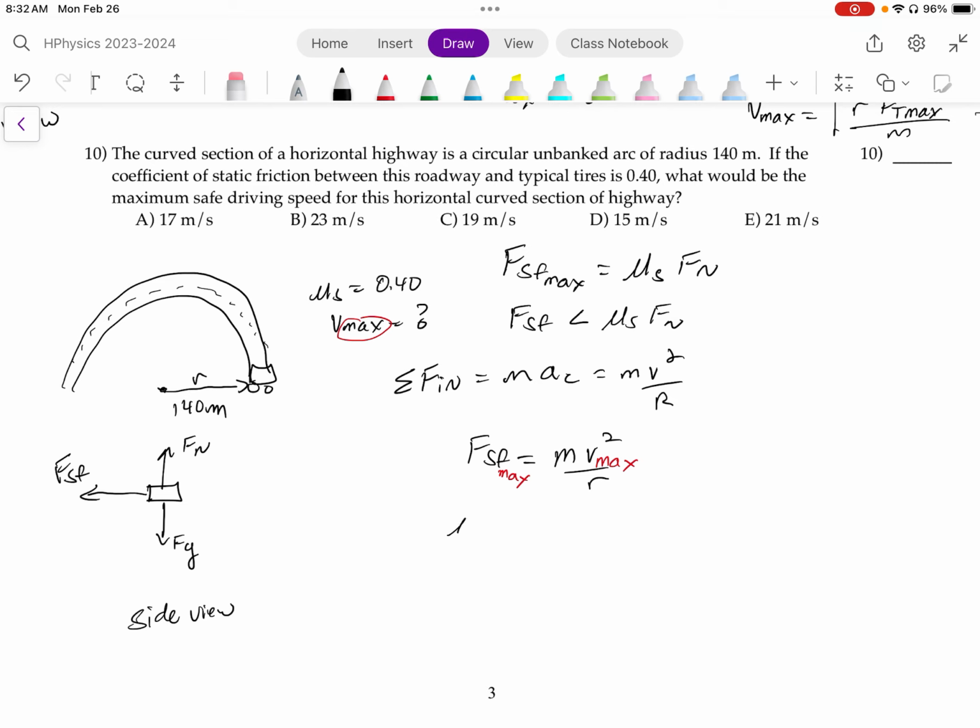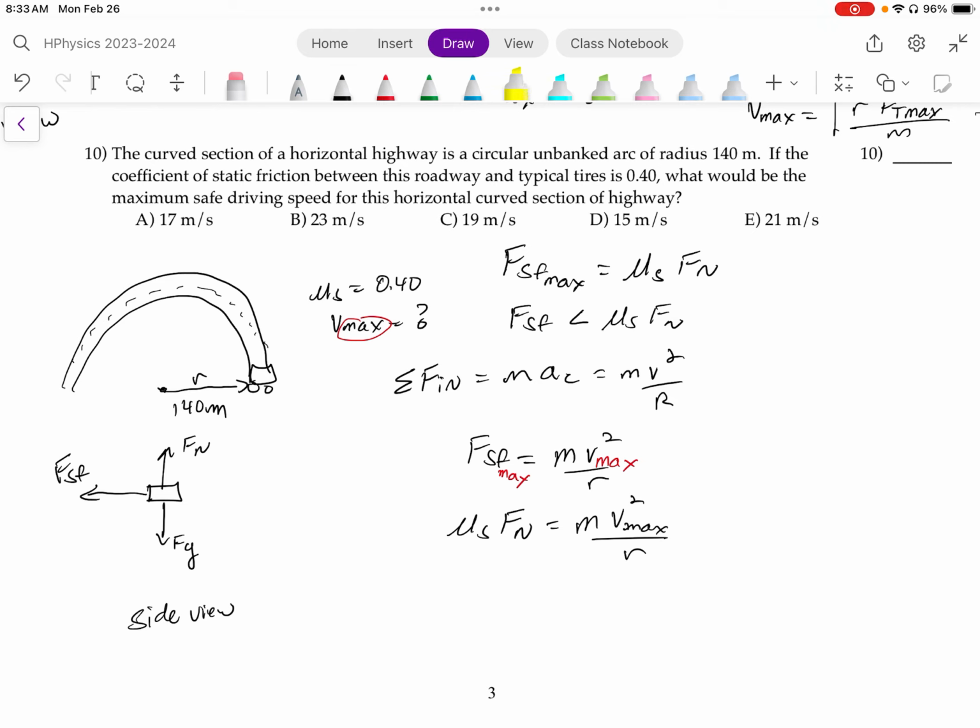So I'm going to go ahead and plug in that mu sub s times force normal equals mass times v max squared over r. I can rearrange that equation for velocity max, but notice I'm going to need my force normal. How am I going to find force normal?